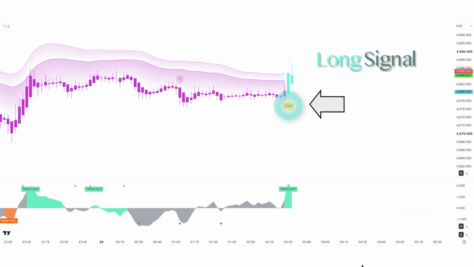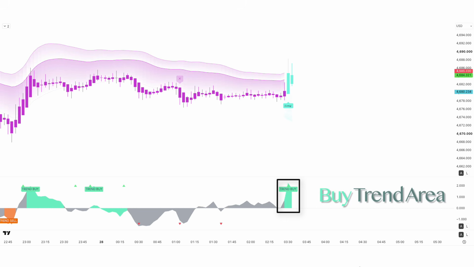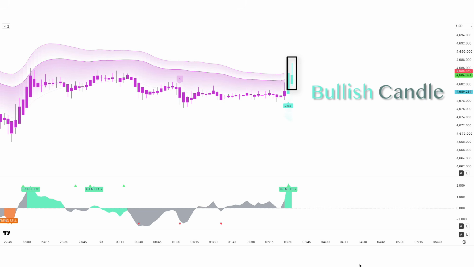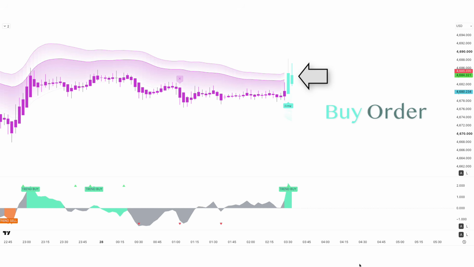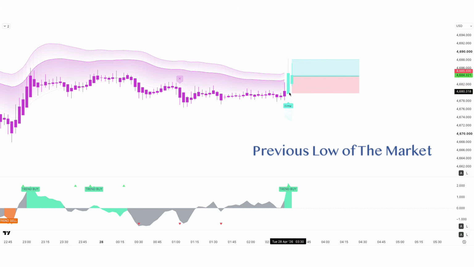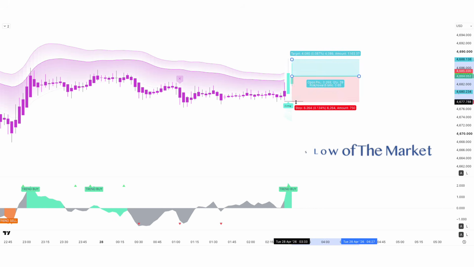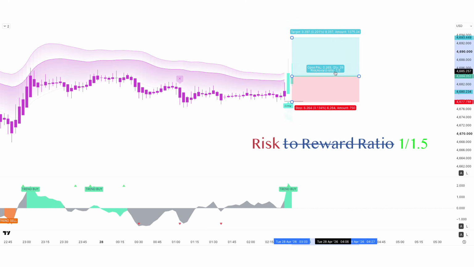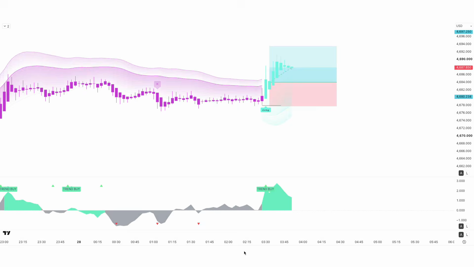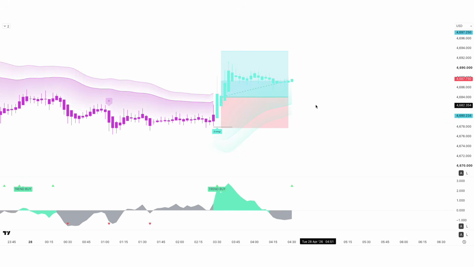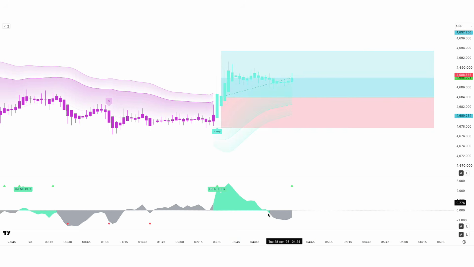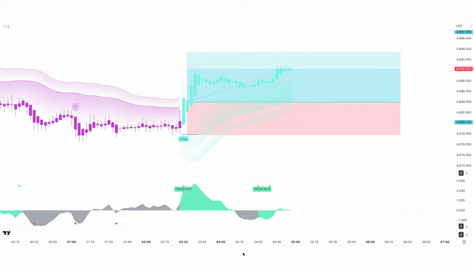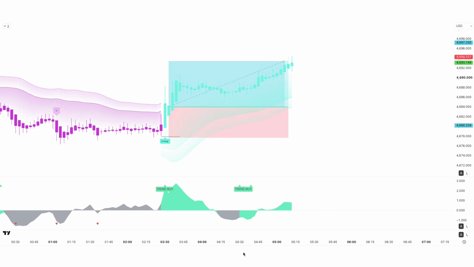Here, the Dynamic Trend Matrix arrow up of this indicator is a long signal. Here, the Buy Sell Trend Master indicator is in the trend buy, and the area is green. Here, the market has made a bullish candle to give confirmation, so all our conditions are being fulfilled, so we are placing an order to buy. Our stop loss is to be placed at the previous low of the market, and the risk-to-reward ratio will be 1:1.5. Let's see what happens to our trade. Our trade is running in profit. We have won the trade. Let's find the next trade.